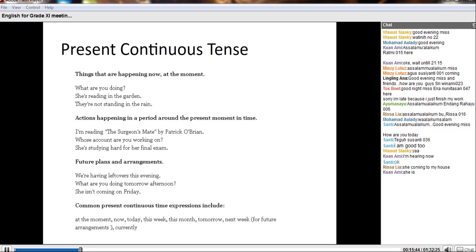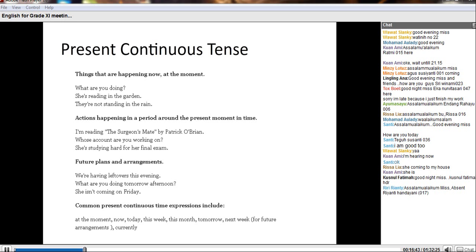The first one, the things that happening now. The second one is action happening in a period. Misalnya, here the example. She is studying hard for her final exam. Kayak gitu. Atau for future plans. Usually, saya dulu waktu belajar juga, kalau future itu selalu pakai future tense, gitu ya. As present future tense, I will, gitu. Atau I shall be, menggunakan will atau shall.